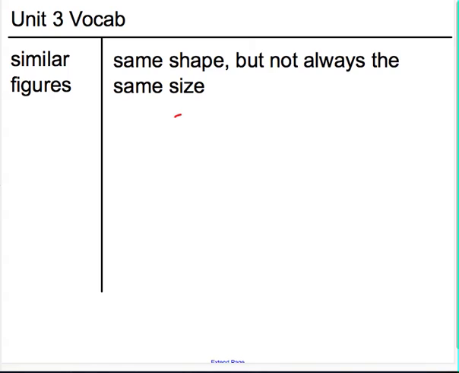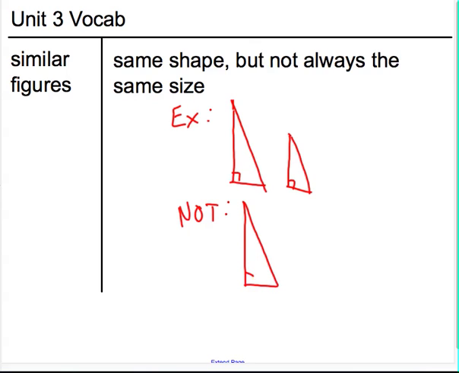And a couple of examples of similar figures would be if you had a right triangle. So one is tall and skinny. The other one's shorter, but just as skinny in proportion. A couple of examples that would not be similar figures is if you had a tall, skinny triangle, but then a short, wide one. So those do not have the same shape.